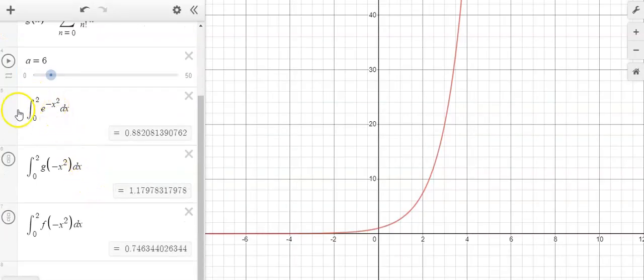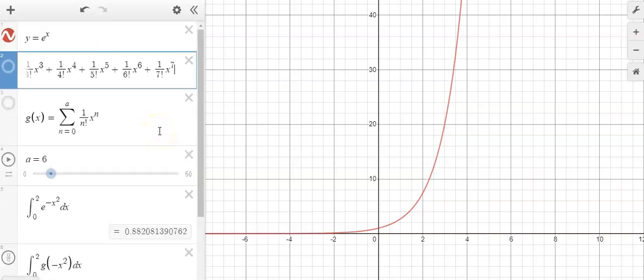Okay, I got it down here. There it is. That integral is 0.88208, etc. All right. So first of all, I just wanted you to see the Taylor polynomial. So here's y equals e to the x in red. I hope you recognize that famous exponential growth curve.